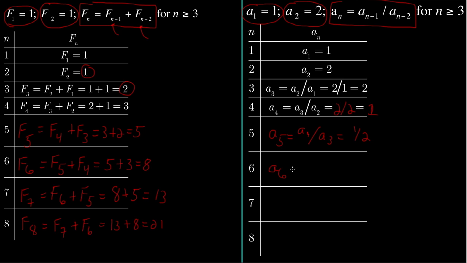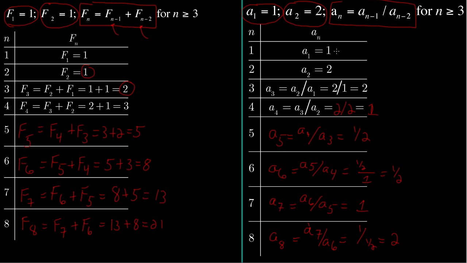The sixth term is equal to the fifth divided by the fourth, which is 1/2 divided by 1, which is 1/2. The seventh term is defined as the sixth divided by the fifth, which is 1/2 divided by 1/2, which is 1. And then the eighth term is defined as the seventh divided by the sixth, which is 1 divided by 1/2, which winds up equaling 2.